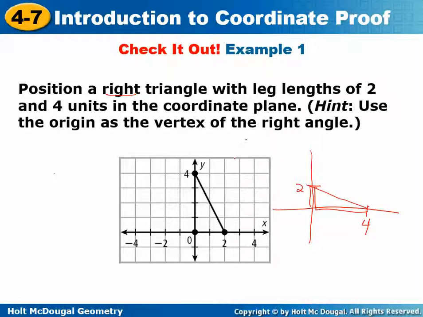And then again, your job will usually be to name what the coordinates are. So this coordinate would be 0, 0. This one, remember the x part goes first, would be 2, 0. And this coordinate up here, the x value is 0, and the y-coordinate is 4. So usually you'll have to name the coordinates as well.